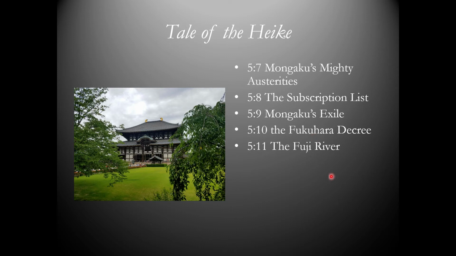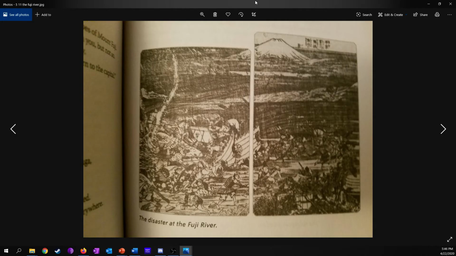And then we get our first battle, the Fuji River, 511. Do I have my picture for this, actually? Hold on. I do. Yeah. All right. So we're going to talk about the disaster at the Fuji River. Why is this a disaster?